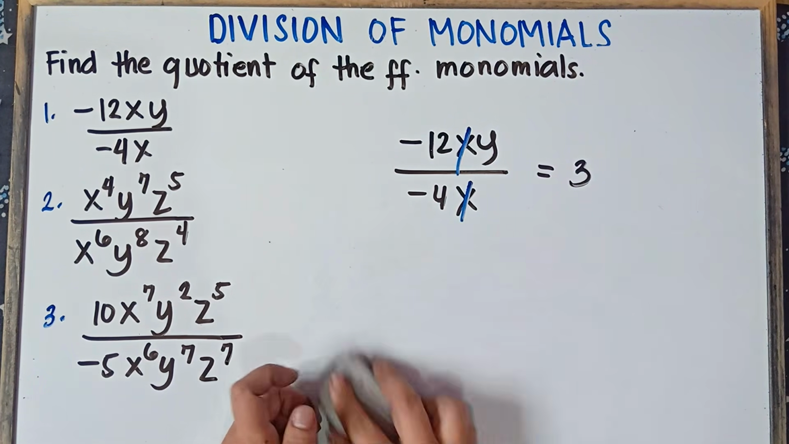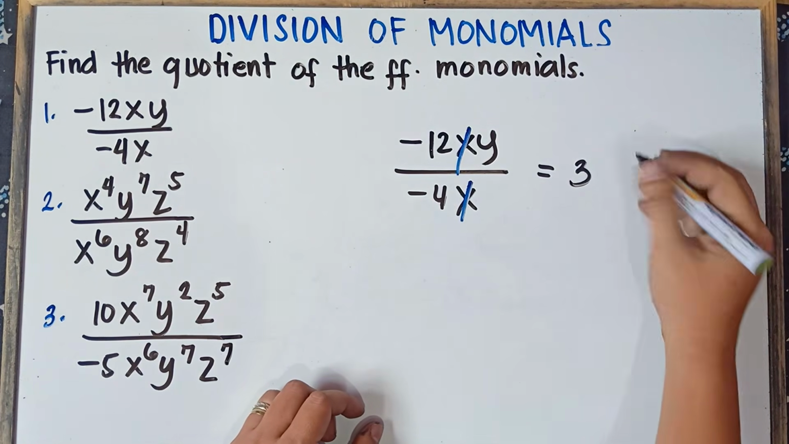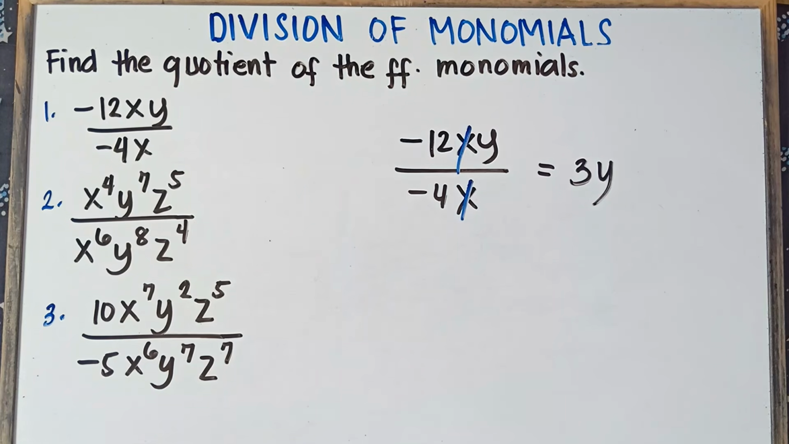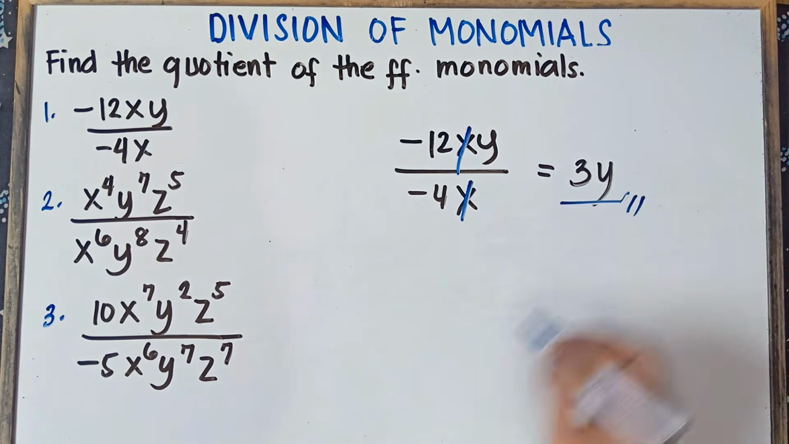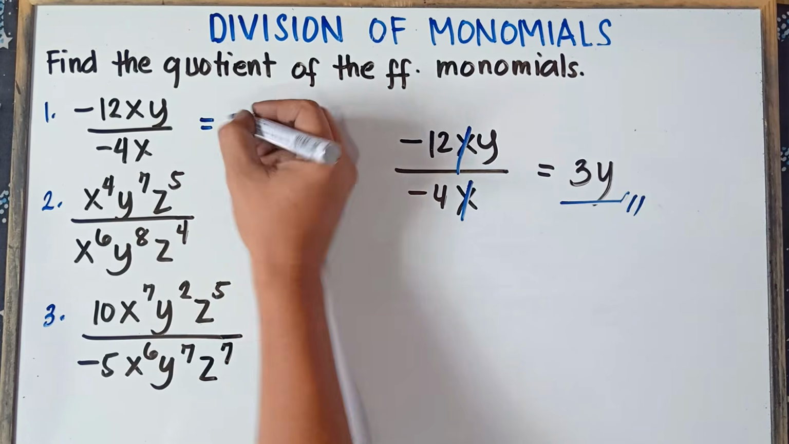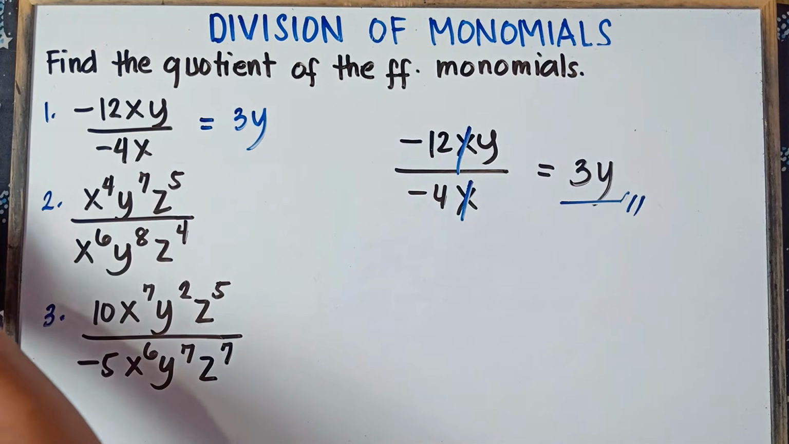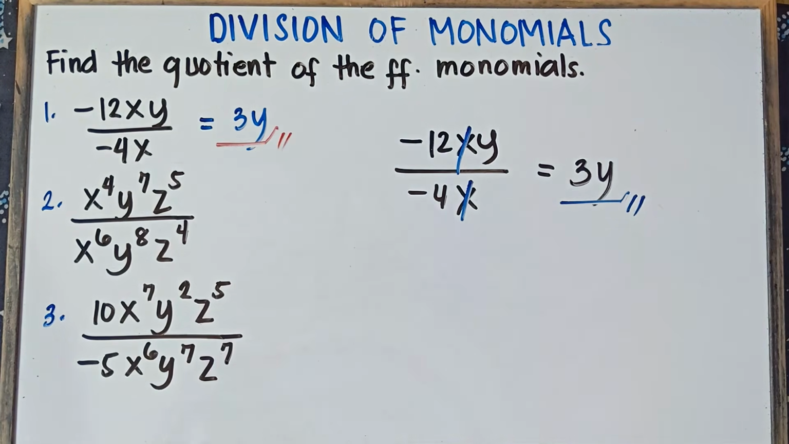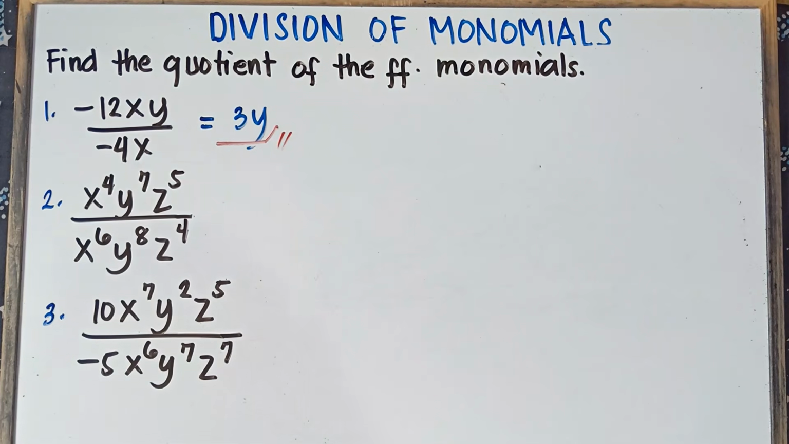Alright, so cancel x and then simply copy y. That's it, class. That's the answer with regards to example number 1. Easy as that, class. That would be 3y. So number 1, the answer, that would be 3y. All set for number 1. Alright, so let's have example number 2.